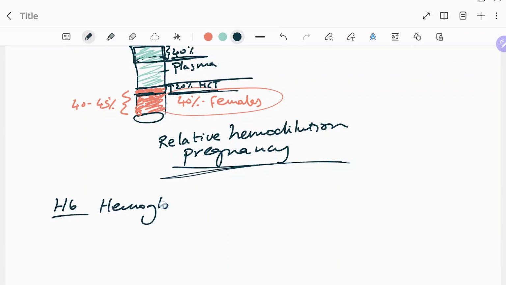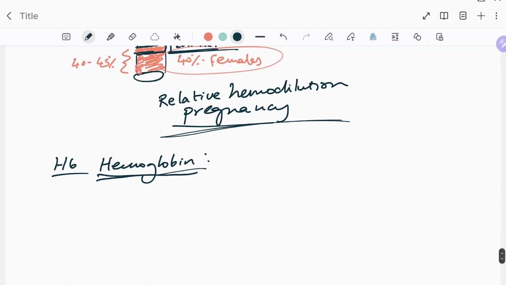We'll just talk about this very important constituent of your red cells. It's the reason your red cells exist. Hemoglobin is a molecule, and we'll have a separate lecture on hemoglobin in detail. So this is just the introduction. So here's what happens. Hemoglobin is a very important molecule.